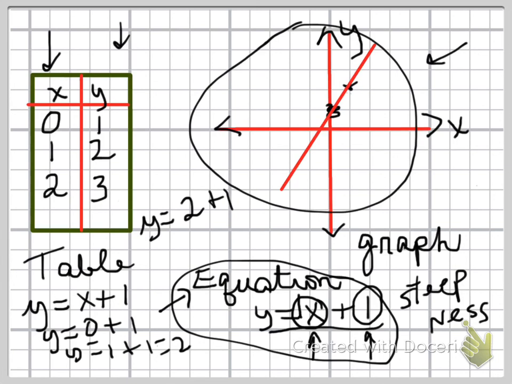So you can see clearly the 3 ways it's represented. The steepness of a line can be represented in a table. It can be represented in a graph. And it can be represented in an equation.